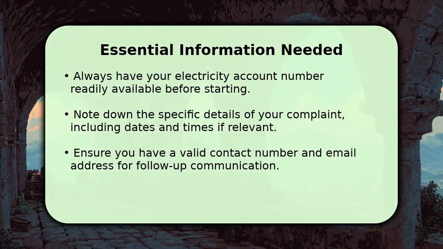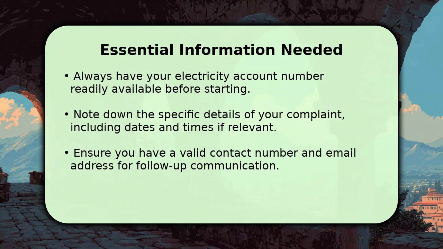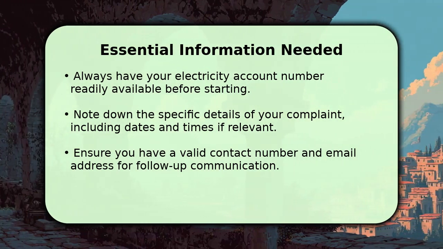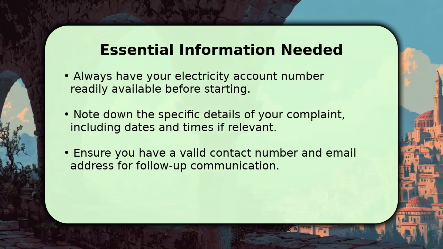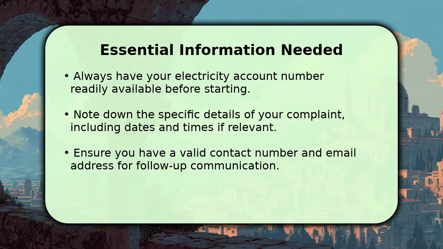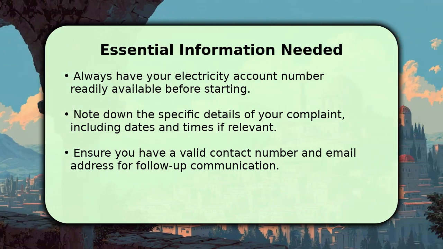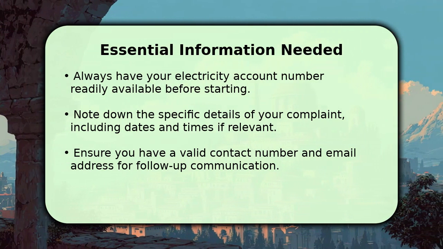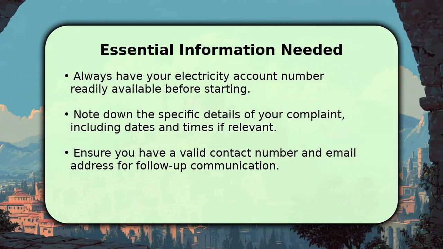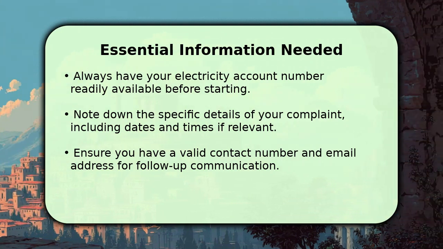Before you begin, gather some crucial information to make the process smooth and quick. You will need your unique electricity account number, typically found on your bill, for identification. Clearly describe the issue you are experiencing, whether it is a power outage, voltage fluctuation, or a billing error. Having your exact meter number and a working contact email or phone will also be essential for updates.